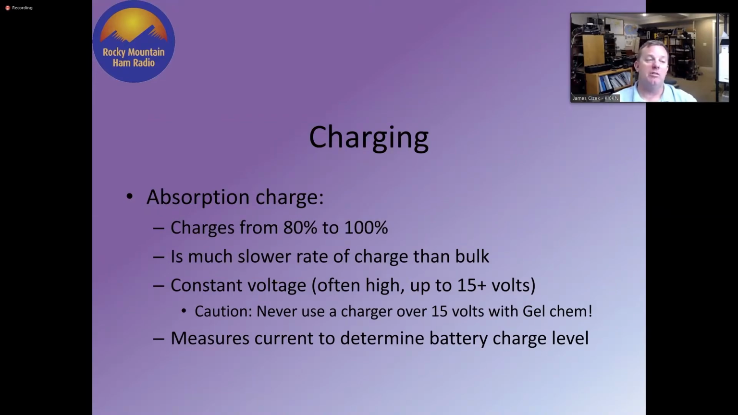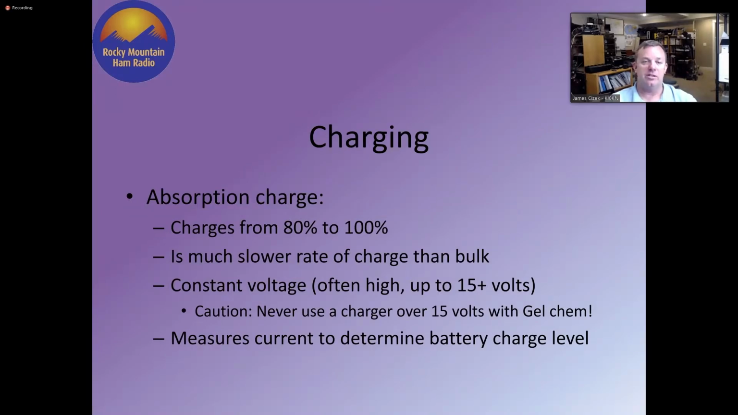Now, one thing to be aware of here is if you're putting this charger on a battery and that battery is currently powering your ham electronics and things, be a little cautious of this, because 15 volts, 16 volts, some of that is too high for a lot of our ham gear and it will damage it. So be a little cautious about your charger. And over 15 volts, if you have a gel battery, it will destroy it.